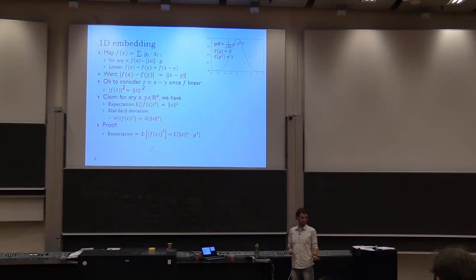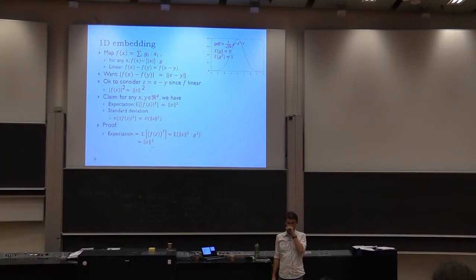For example, what is the expectation of f of z squared? If you plug in what f of z is, it is exactly the Euclidean norm of z times a Gaussian, squared, using this property. And this is exactly equal to the length of z squared. I won't compute the standard deviation, but it is exactly the same type of calculation. So again, the stability property is what saves us.